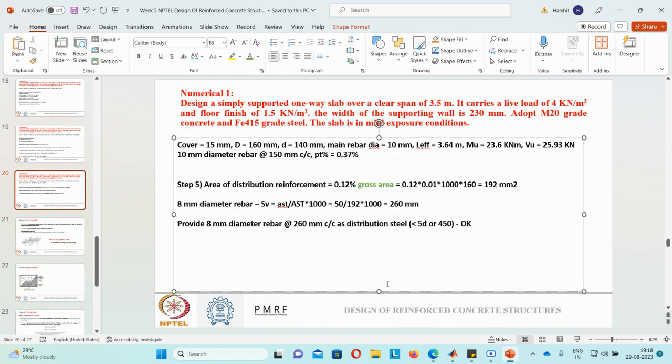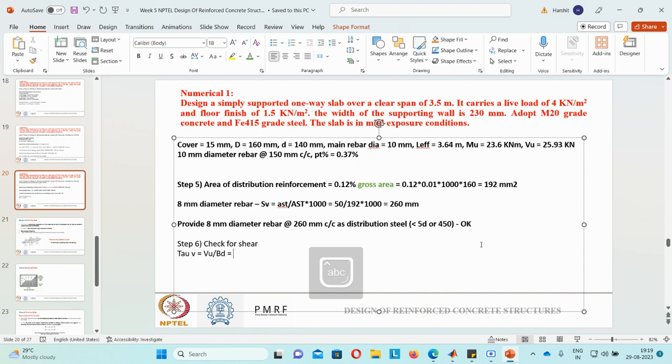Now after this, we will have step 6. That will be the check for shear. So you know how we check for shear. We will first calculate tau v. Tau v is the shear strength, sir. Shear strength that we need to resist. So it is nothing but Vu upon bd.